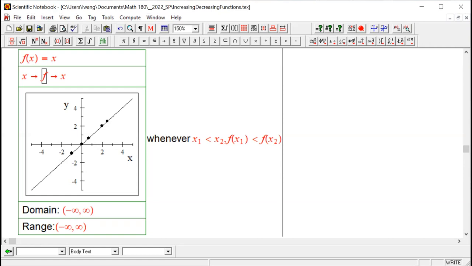So suppose I have x1 here and x2 there. What's their output? I meant to use a different color, I'm going to use green. So this is x1, and this is x2. The output for x2 is f of x2, and this output is f of x1.